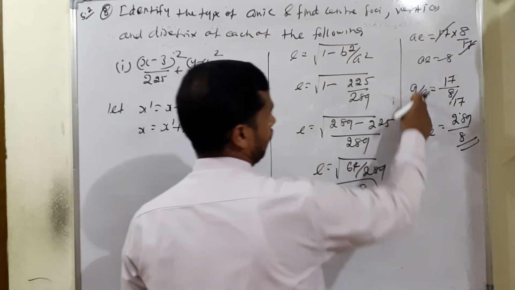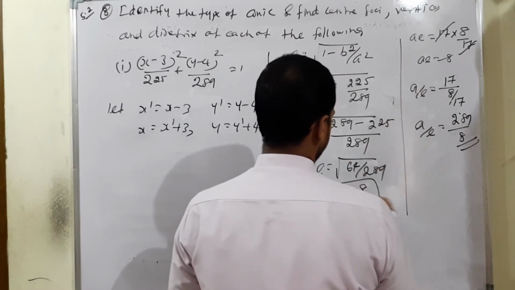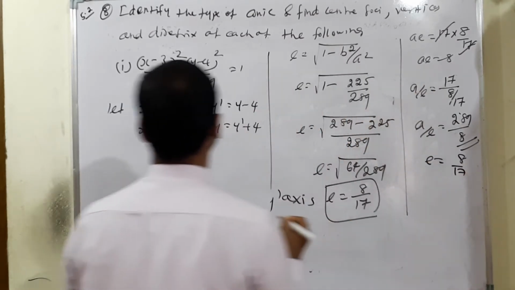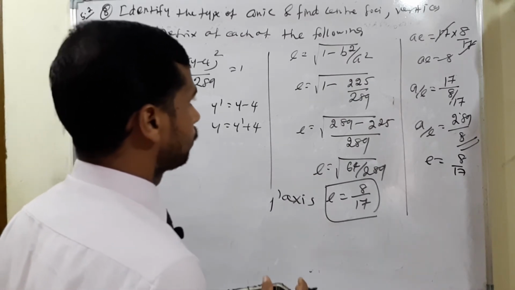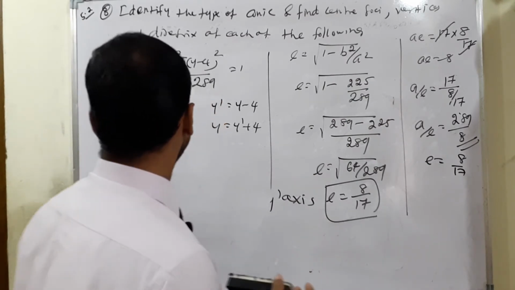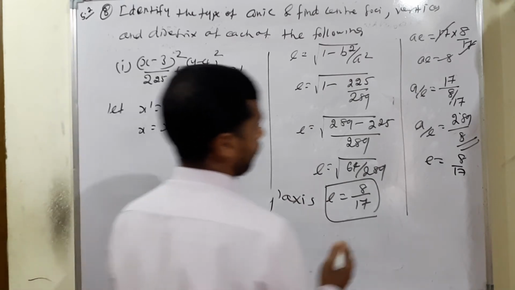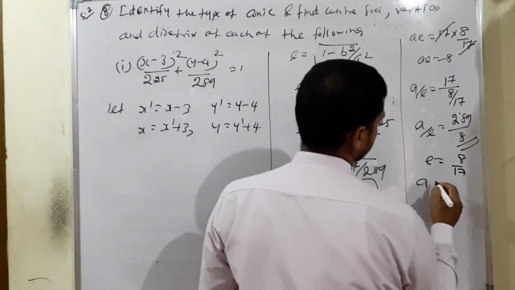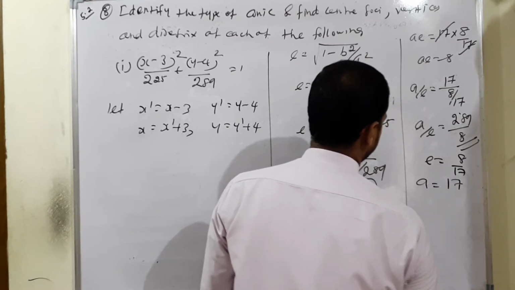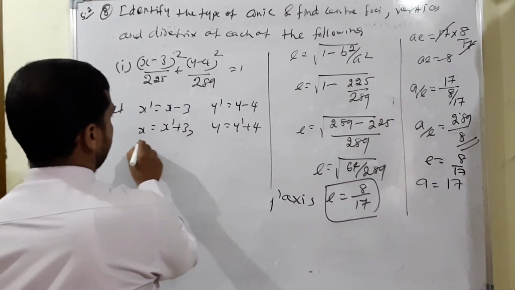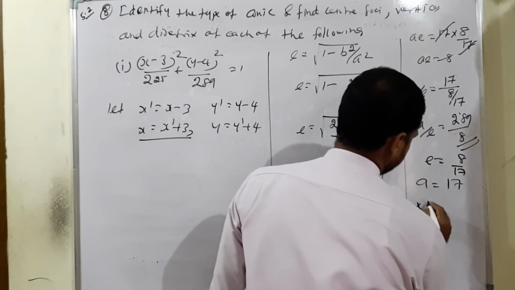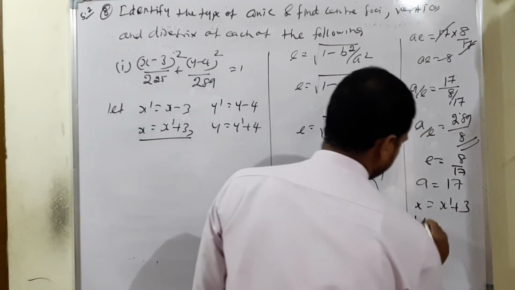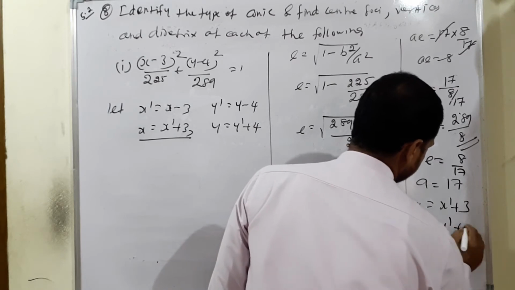So we need A by E and AE. Then eccentricity E is equal to 8 by 17. Then the A value also. Look at there, so A squared is equal to 289, means A is 17, isn't it? Now x is equal to x dash plus 3, y is equal to y dash plus 4. This is what we need, okay.